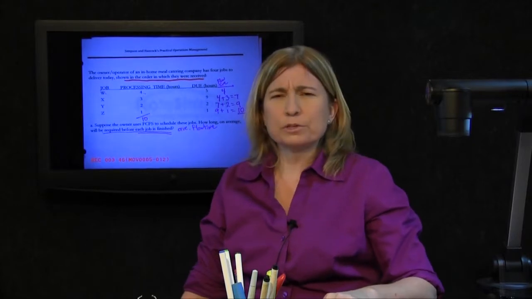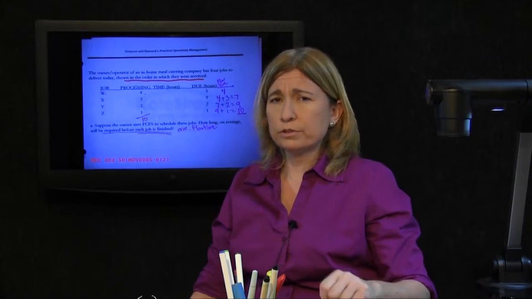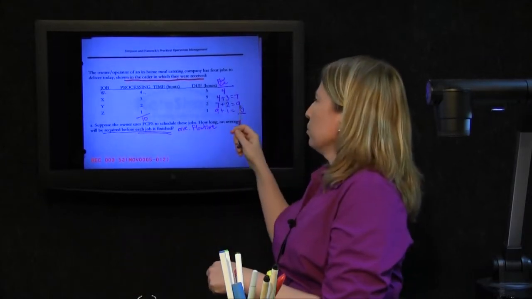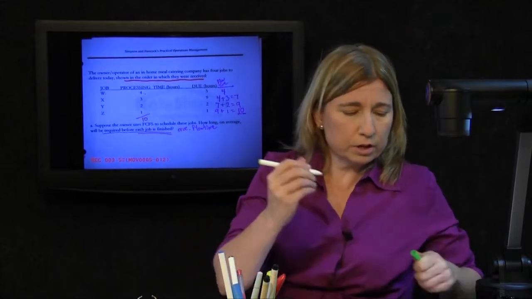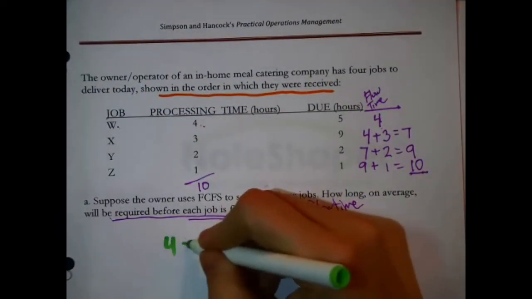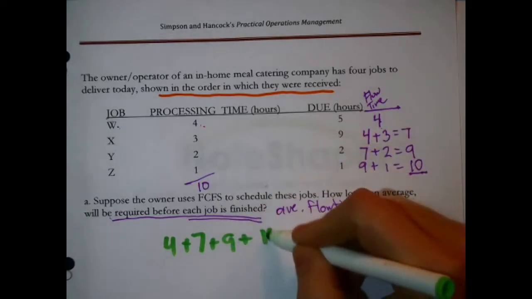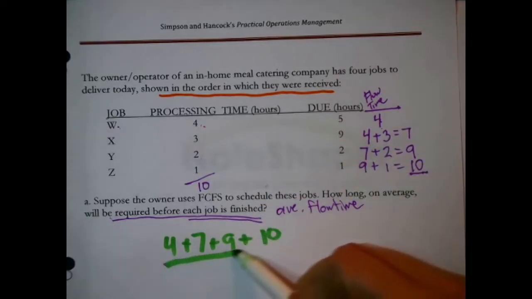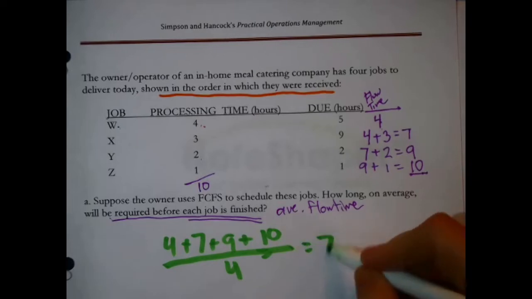Oh, all right, now we were still trying to answer question A. Question A is asking what's the average flow time? The average flow time, you just want to average those numbers. It's considered a quick measure of efficiency. When we say 4 plus 7 plus 9 plus 10 divided by 4, I get an average flow time of 7.5 hours.